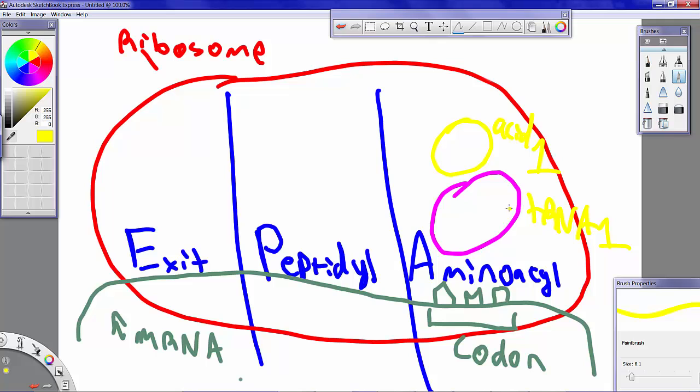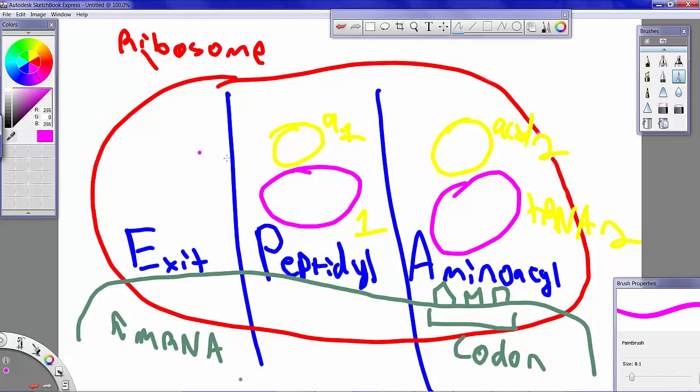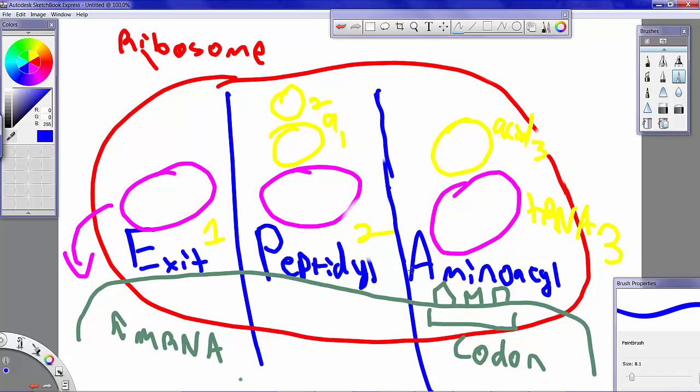Another tRNA comes to the site, pushing the first tRNA into the P site. Then a third tRNA comes to the A site, which pushes the second tRNA into the P site and the first tRNA into the exit site, where it's ejected out of the ribosome. The first tRNA actually leaves its amino acid, where it binds with the second amino acid, and this process repeats until you have a full protein, which is actually just a set of amino acids.